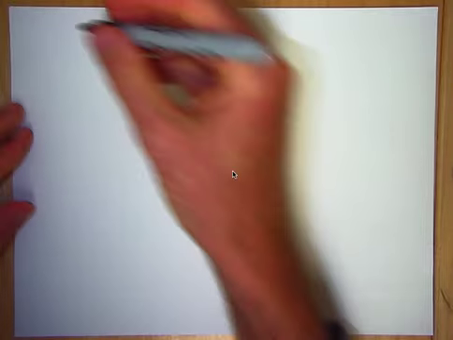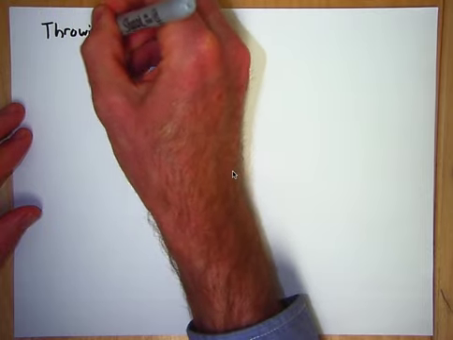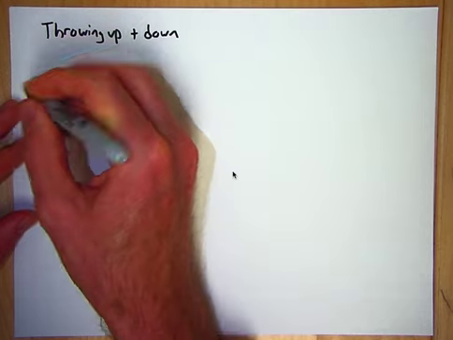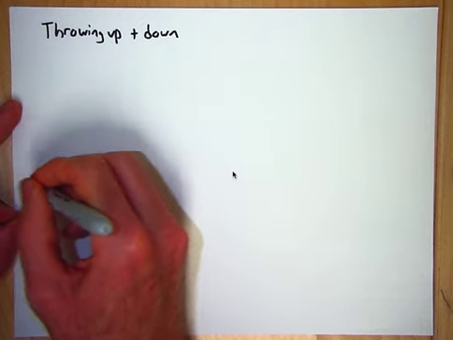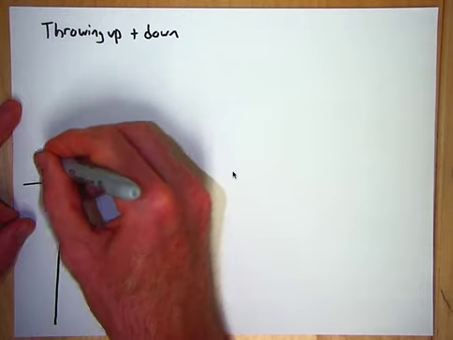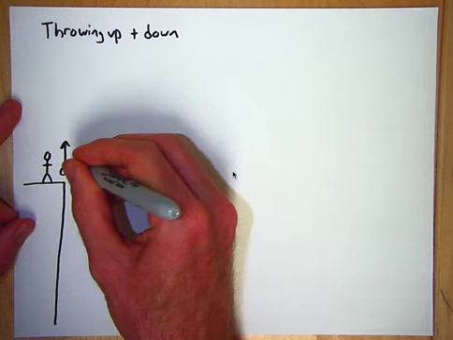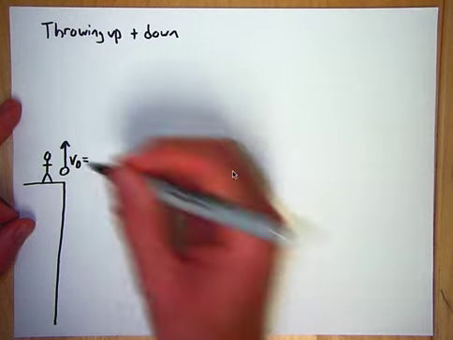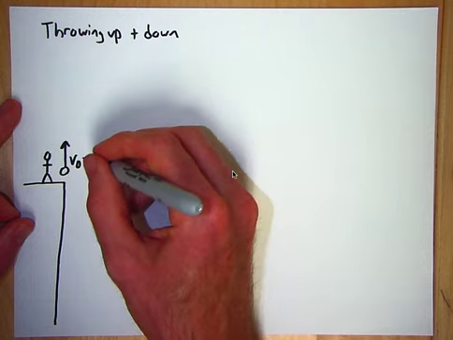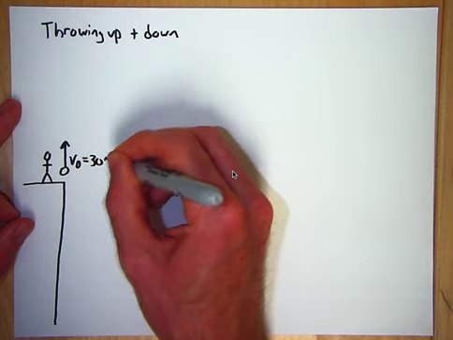So I like to call this one throwing up and down. Let's tackle throwing up first. So still going to have a high cliff, giving myself a little bit of space above the cliff so we can throw something up. And we'll give it this time an initial speed, so v0, and I'll make it a nice multiple of 10 so the math will turn out really easy. Let's say I give it an initial speed of 30 meters per second.